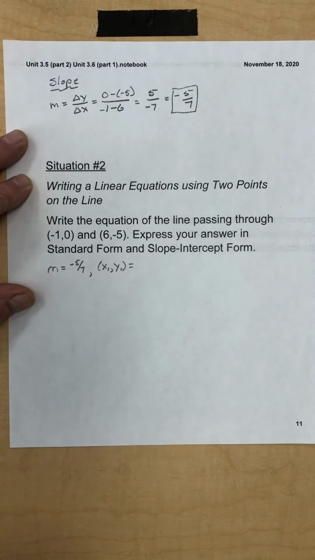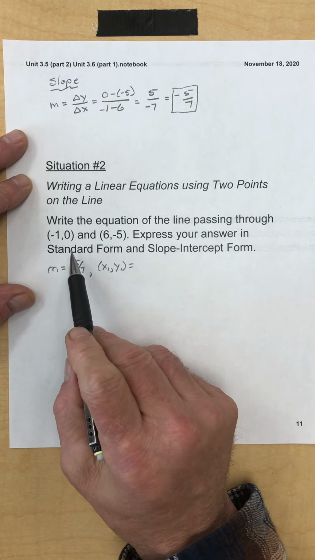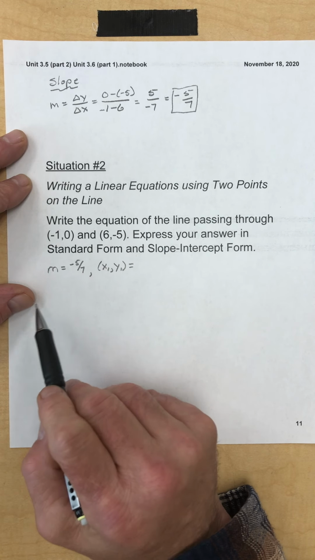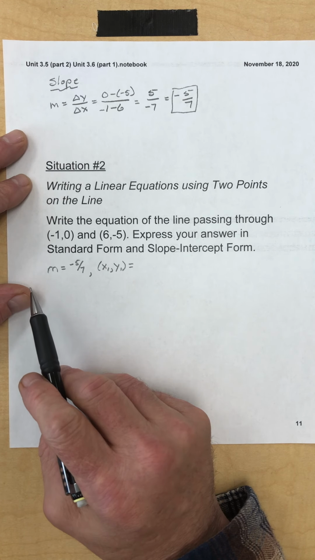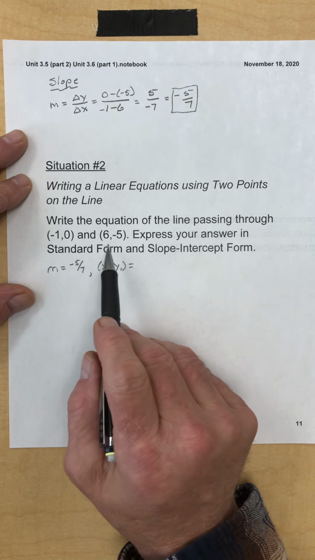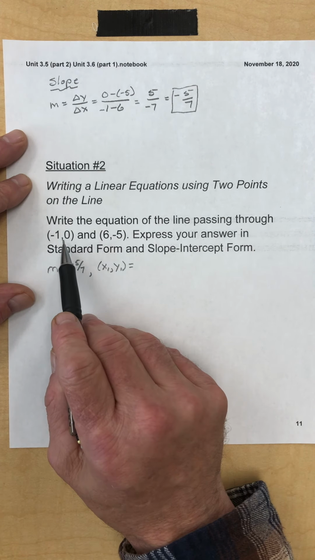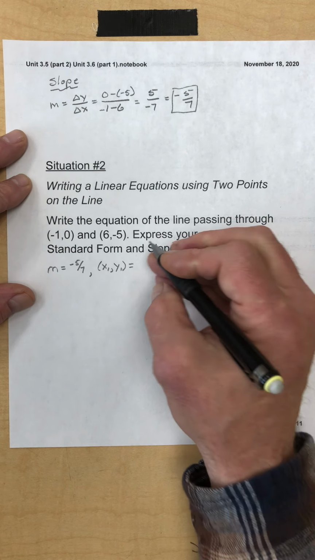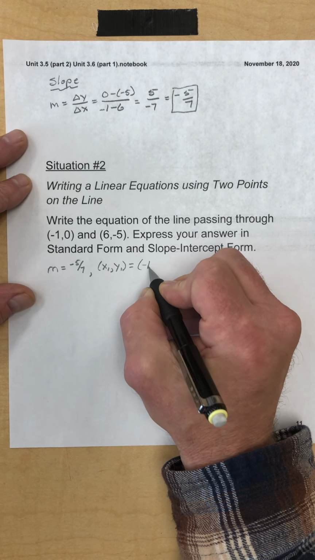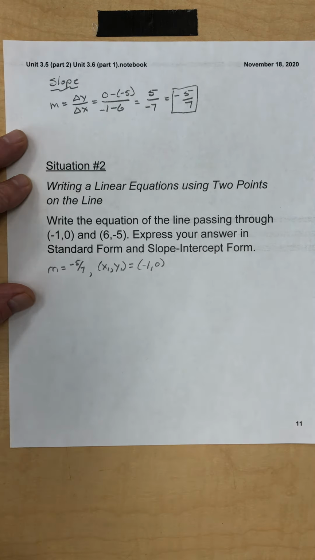Now, I will tell you this, if you have one of the points where one of the coordinates is zero, it's usually the easier one to use. So you can use this one if you want. It'll give you the exact same equations, but I'm going to take this one because it has 0 as one of the coordinates. So I'm going to use -1, 0.